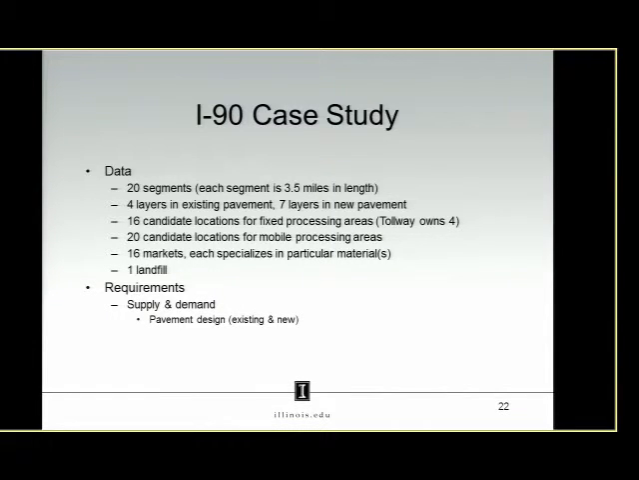Now, we had other requirements, as I specified before. We need to know the supply and demand based on the pavement design, and we need to have this specified for each layer in each segment. We need to know the location information for every single one of these points: where the existing roadway is, where the new roadway is, where all the candidate locations are, where the markets are, and where the landfills are.